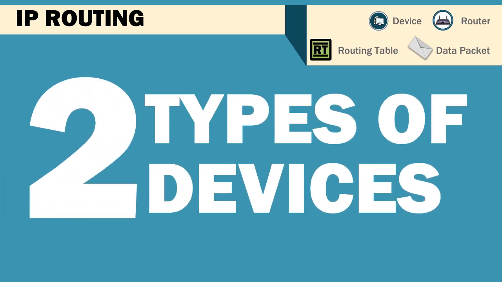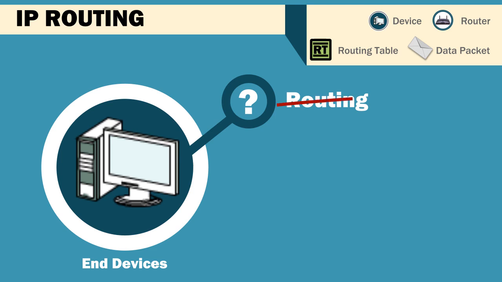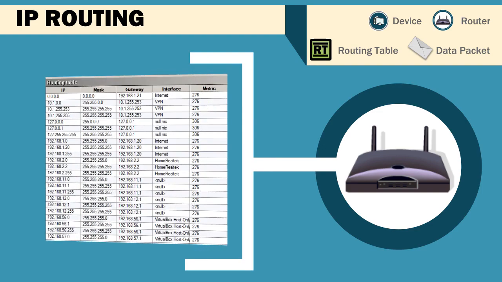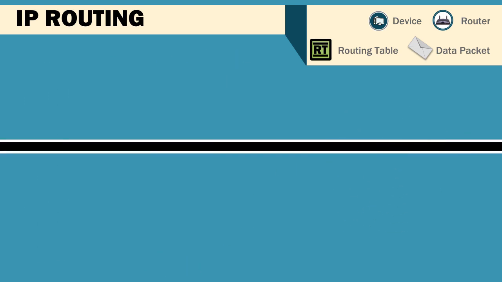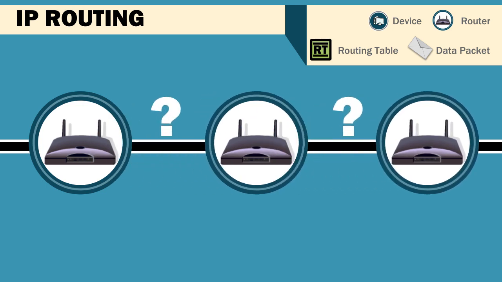There are 2 types of devices on every network: end devices and routers. An end device doesn't know anything about routing other than its direct network connection and its gateway, which it uses to send packets out to other networks. Each router uses a routing table, which lists the routes to other network destinations, including its direct connections. However, because each router works independently, they can't read each other's routing tables.